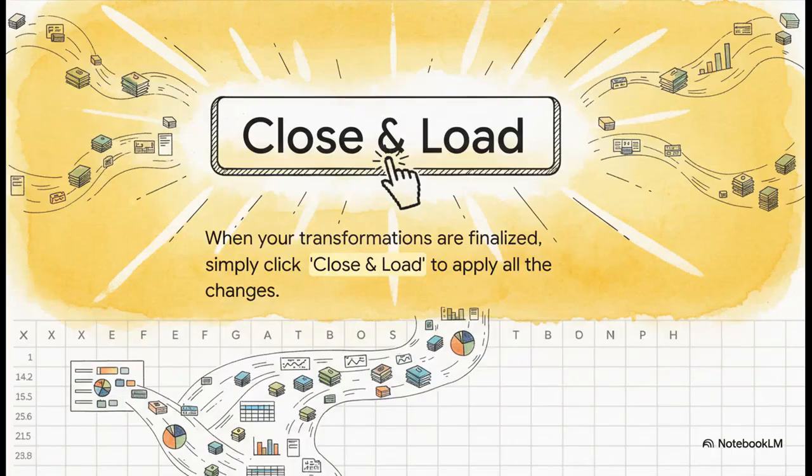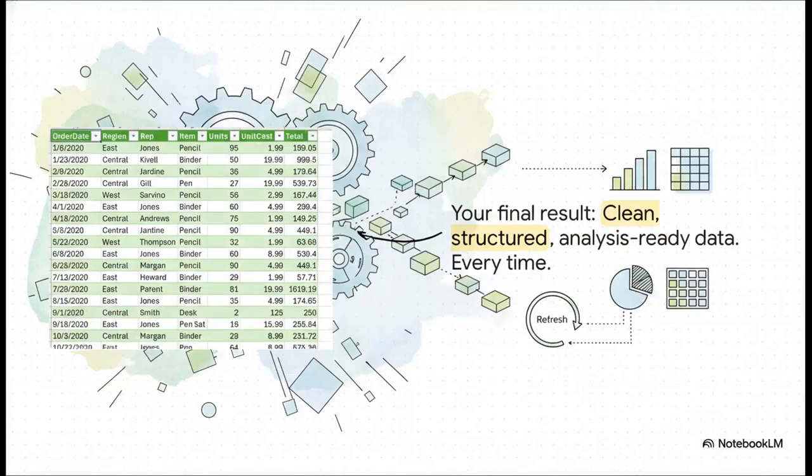So once you've built out that perfect cleaning recipe in your Applied Steps list, you're done. All you have to do is hit one button, Close and Load. And this is what you get. A perfect, clean, structured table loaded right back into a new Excel sheet. It's ready for your pivot tables, your charts, whatever you want to throw at it. But here's the real kicker. When you get updated data next month, you don't do any of this again. You just click Refresh, and Power Query runs through your entire recipe automatically.